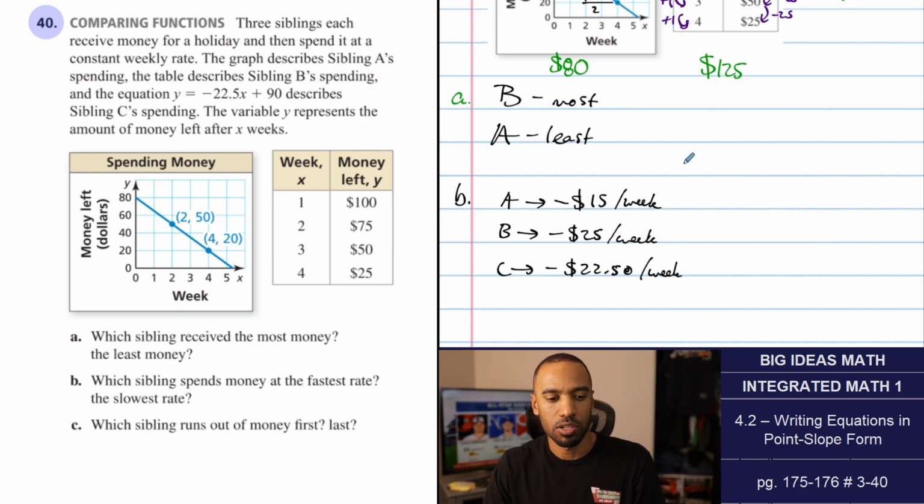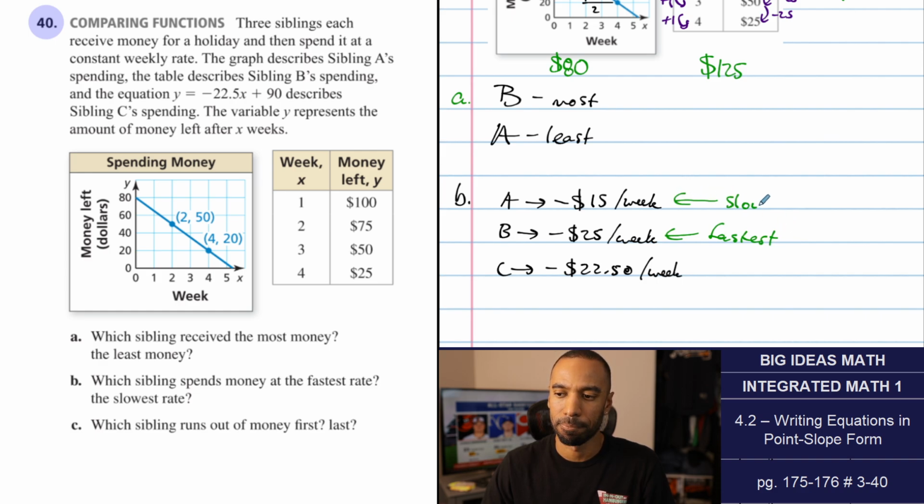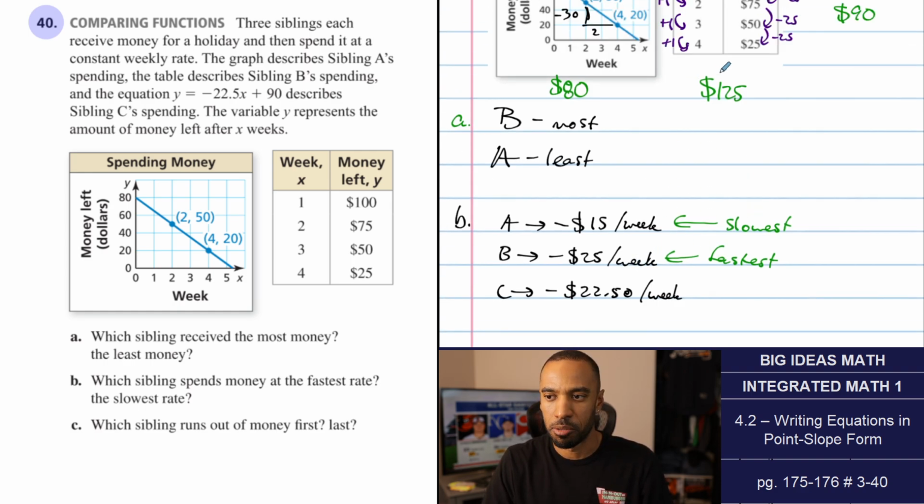Which sibling spends money at the fastest rate? Person B. Fastest. Slowest is person A. So now they're going, A received the least, but they're spending the slowest. How wise. And then C's kind of been in the middle for both.